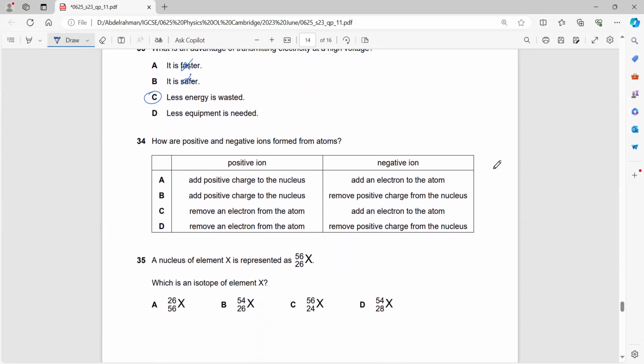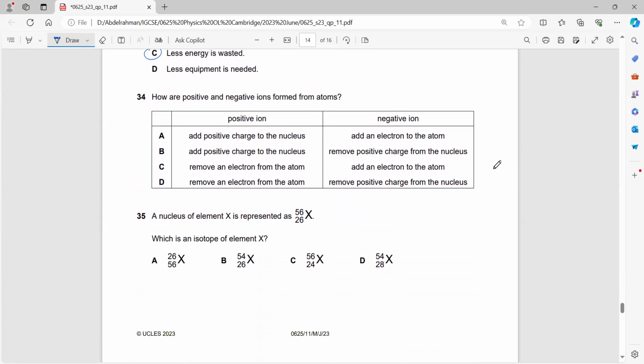How are positive and negative ions formed from atoms? Positive ions: you cannot add positive charges, so remove electrons. Yes, remove electrons. Negative ions: add an electron. You cannot remove positive charges. A nucleus which is an isotope of element X has to have the same proton number. B.